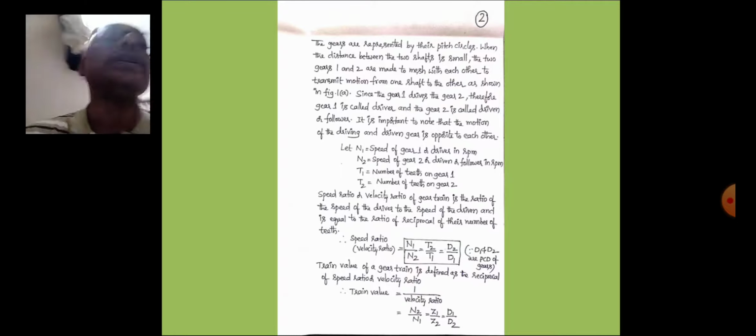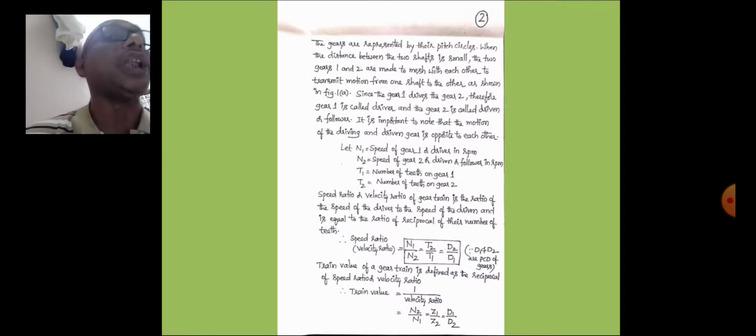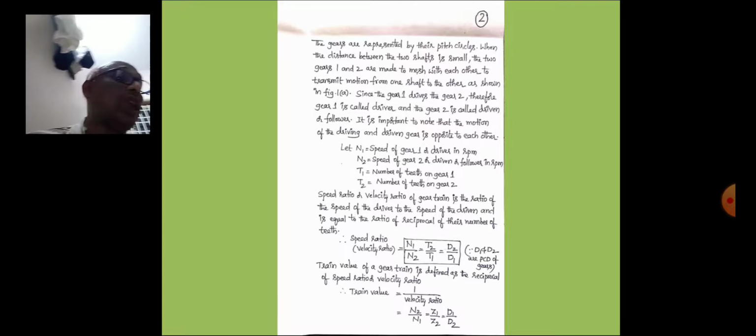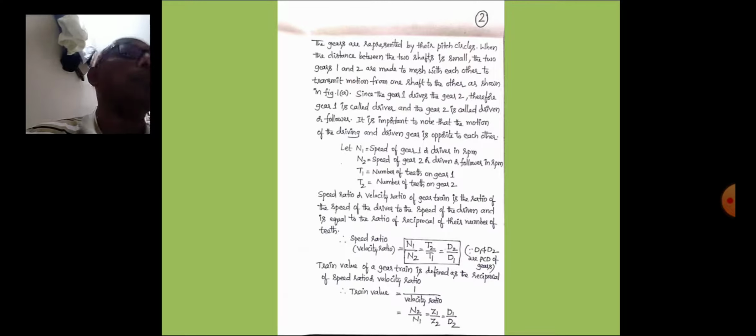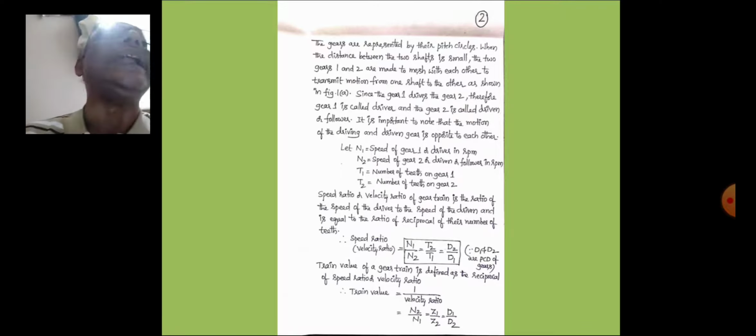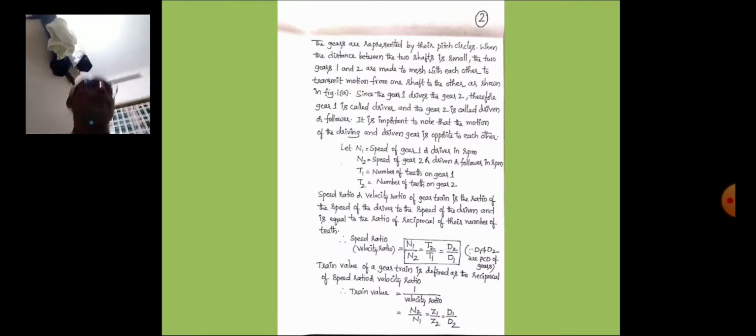Why can I say this? Because gear 1 is driving gear 2 and both are in mesh with each other. Therefore, the velocity ratio between gears 1 and 2 is mathematically N1 by N2, that is, speed of gear 1 by speed of gear 2. This is equal to the ratio of the reciprocal of their teeth, that is T2 by T1. They are directly meshed with each other, and gear 1 is driving gear 2. Therefore, N1 by N2 is equal to T2 by T1.